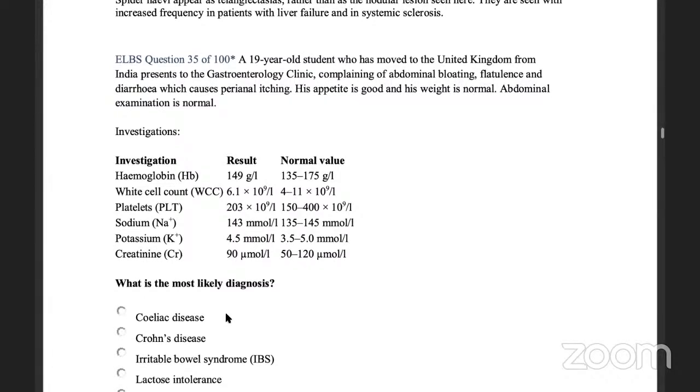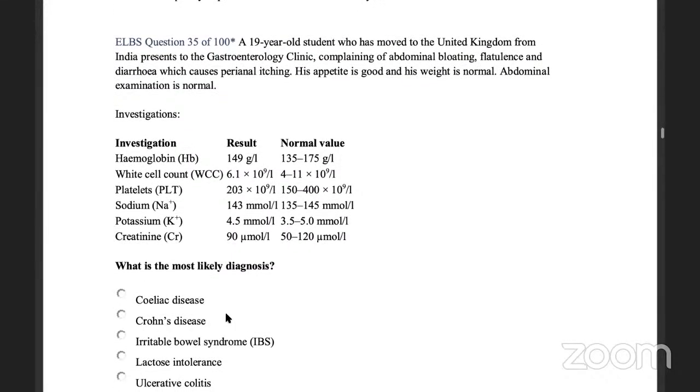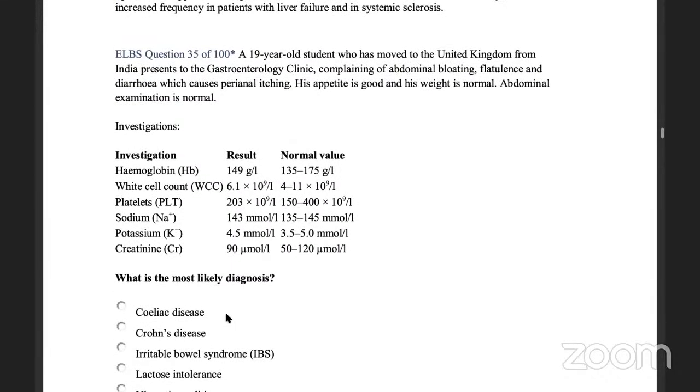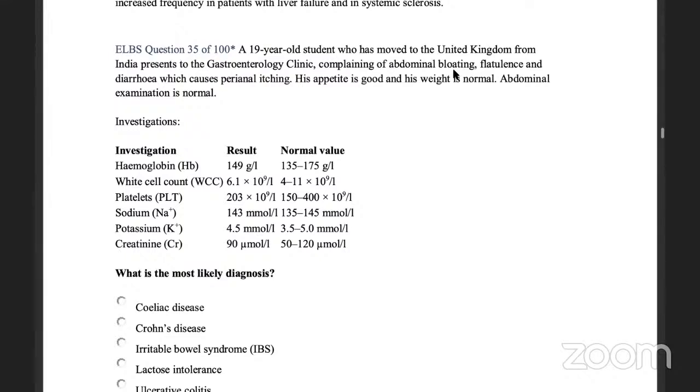Celiac, Crohn's, IBS, lactose intolerance, ulcerative colitis. The patient complains of bloating, flatulence, and diarrhea. So lactose intolerance or IBS. Bloating, flatulence, diarrhea is associated with lactose intolerance, I think so. IBS patients complain of abdominal pain, and the pain is relieved after defecation.